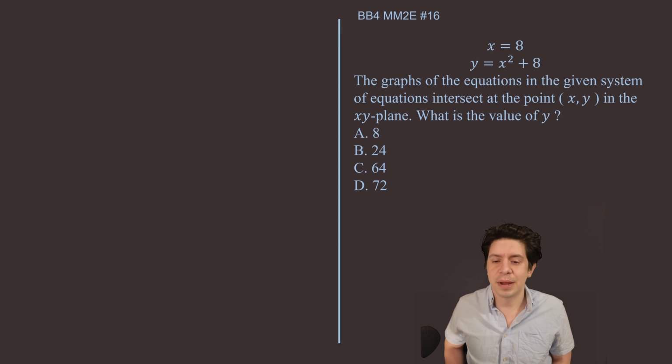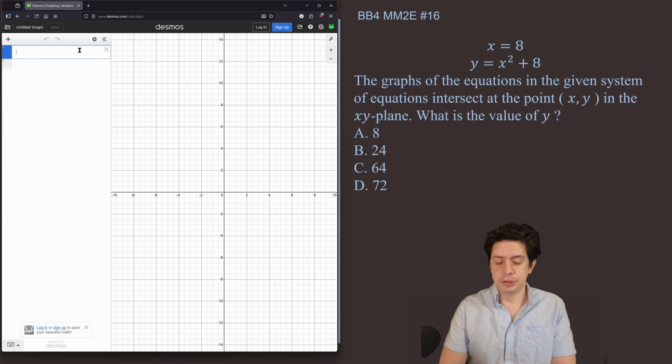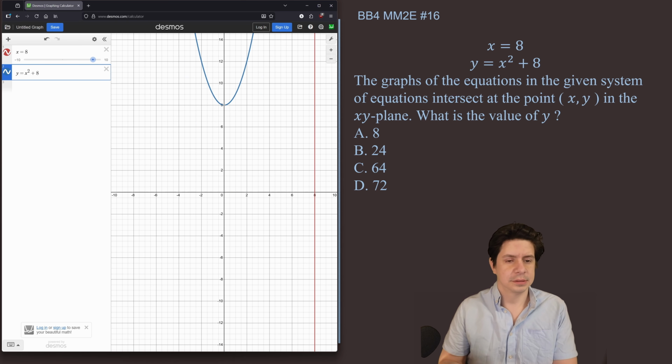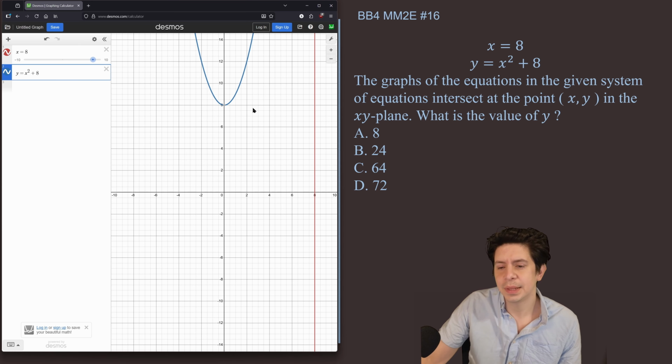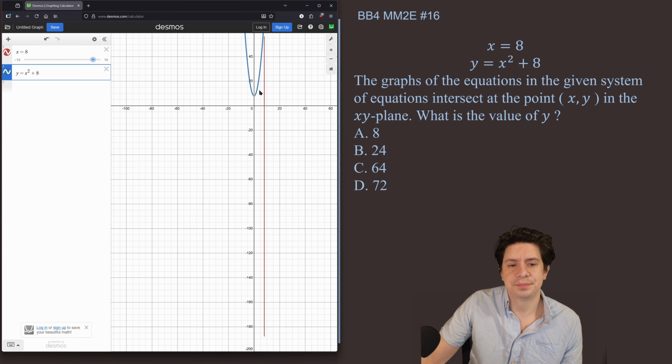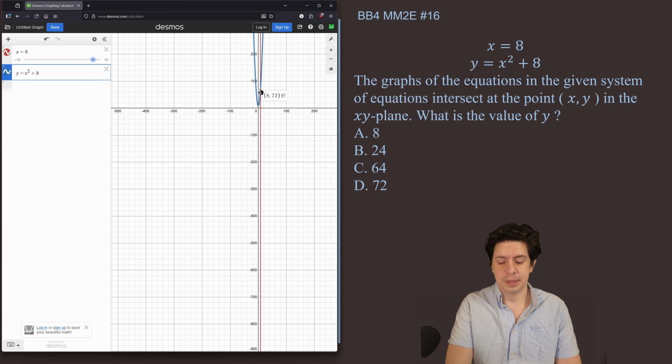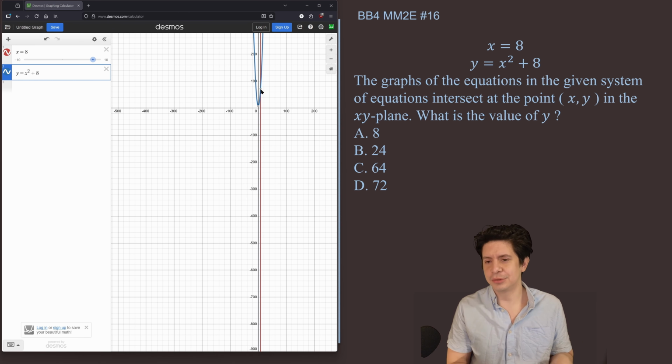Okay, this is a great one to do just in Desmos, so that's what I'm going to do. So all I do is I say x equals 8, and then I say y equals x squared plus 8. And then I zoom out, and I find the point, and it is 72. And that is all.